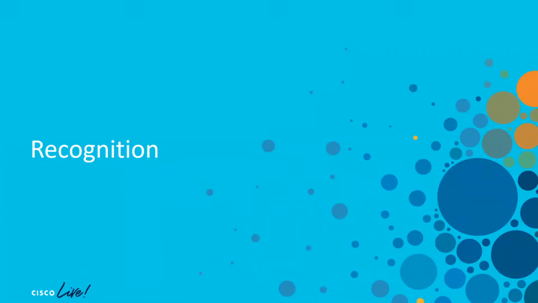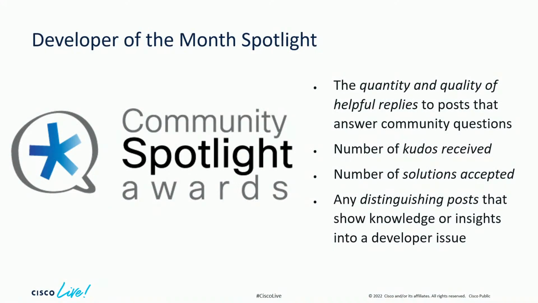As I mentioned before, recognition is a key part of making sure that people are being recognized for their efforts in the community, and we really want to encourage people to do that. One of the ways that we recognize people right now is with the Community Spotlight Awards. We have a Developer of the Month Spotlight. We look at people who have either given some really helpful replies in the community or have distinguishing posts. Maybe they have a high number of kudos for that month or solutions accepted. Those all are aspects of how we decide who's a Community Spotlight of the Month winner.